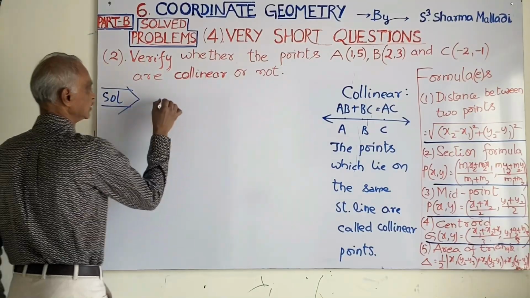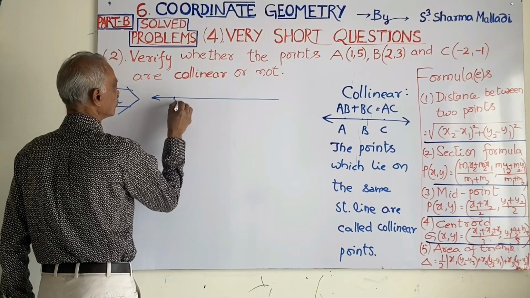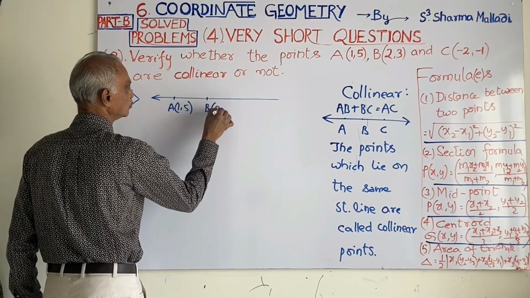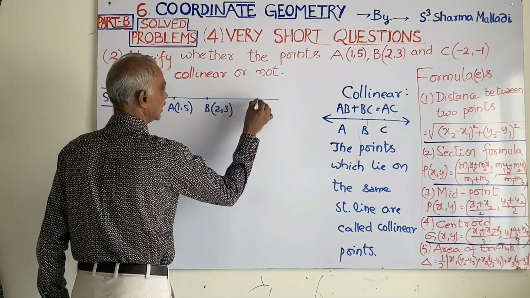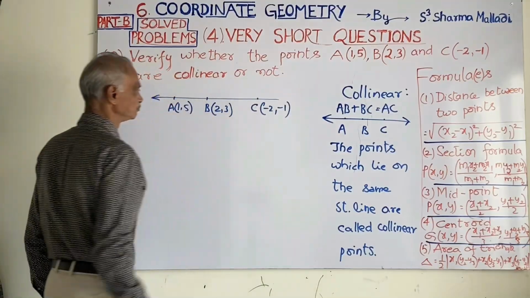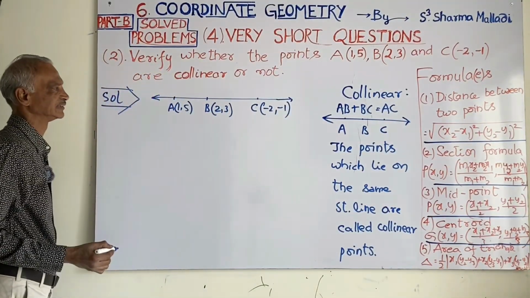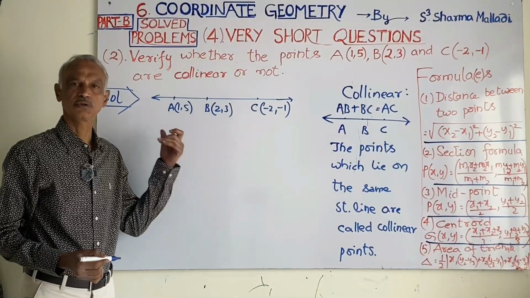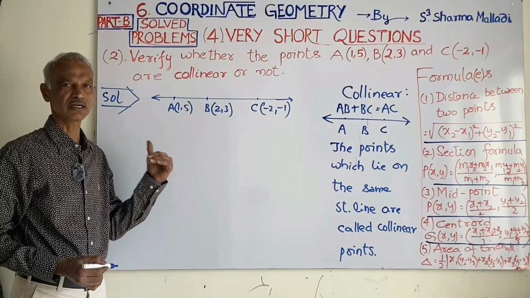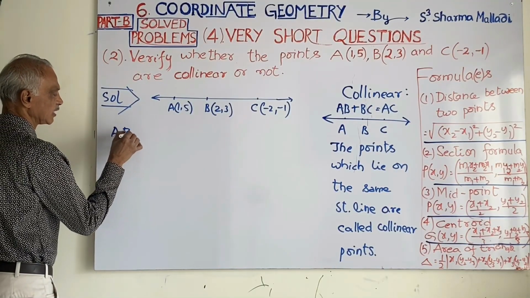Solution: I will take 3 points. A (1, 5), B (2, 3) and C (-2, -1). We have to check whether A, B, C are collinear points or not. First, we have to find the distance between A and B.